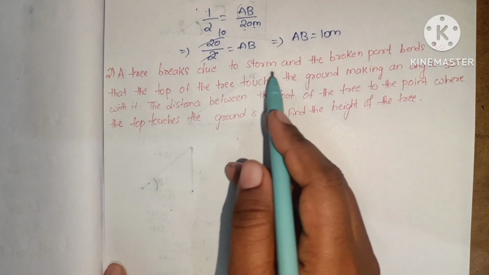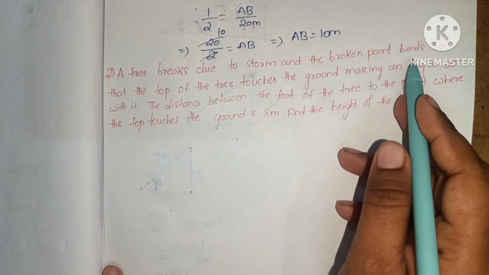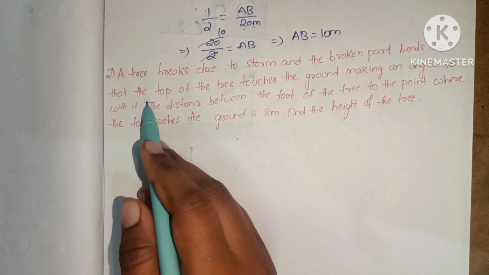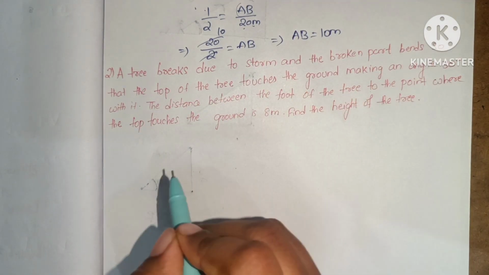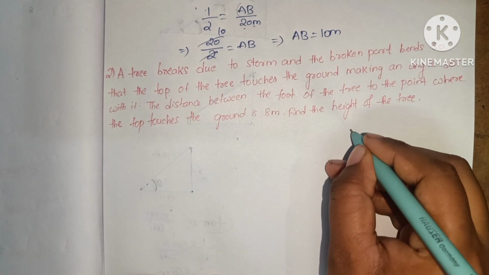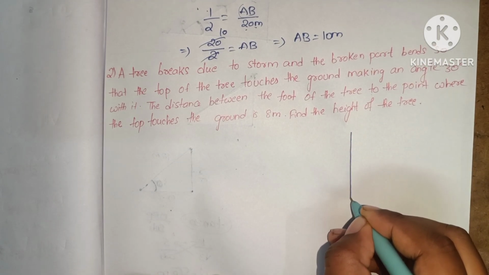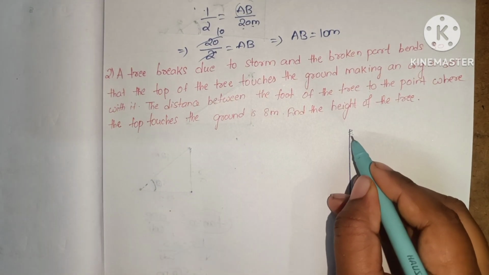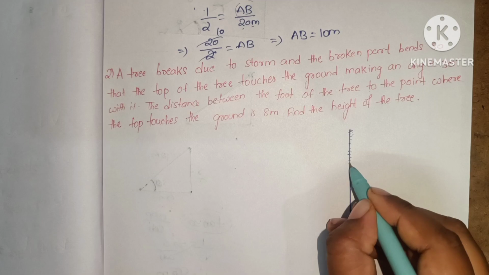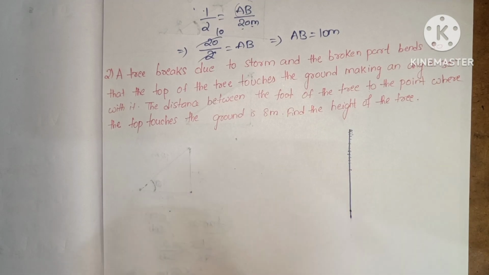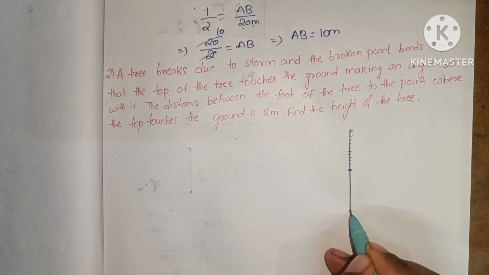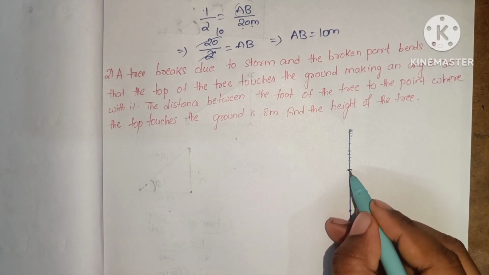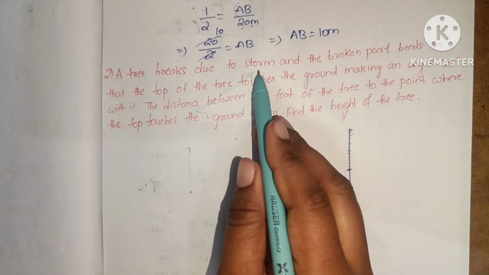A tree breaks due to a storm and the broken part bends so that the top of the tree touches the ground, making an angle of 30 degrees. What he was saying is, there was one big tree, and half of the tree broke down. For example, this one is a tree. Half of the tree broke down due to the heavy storm.